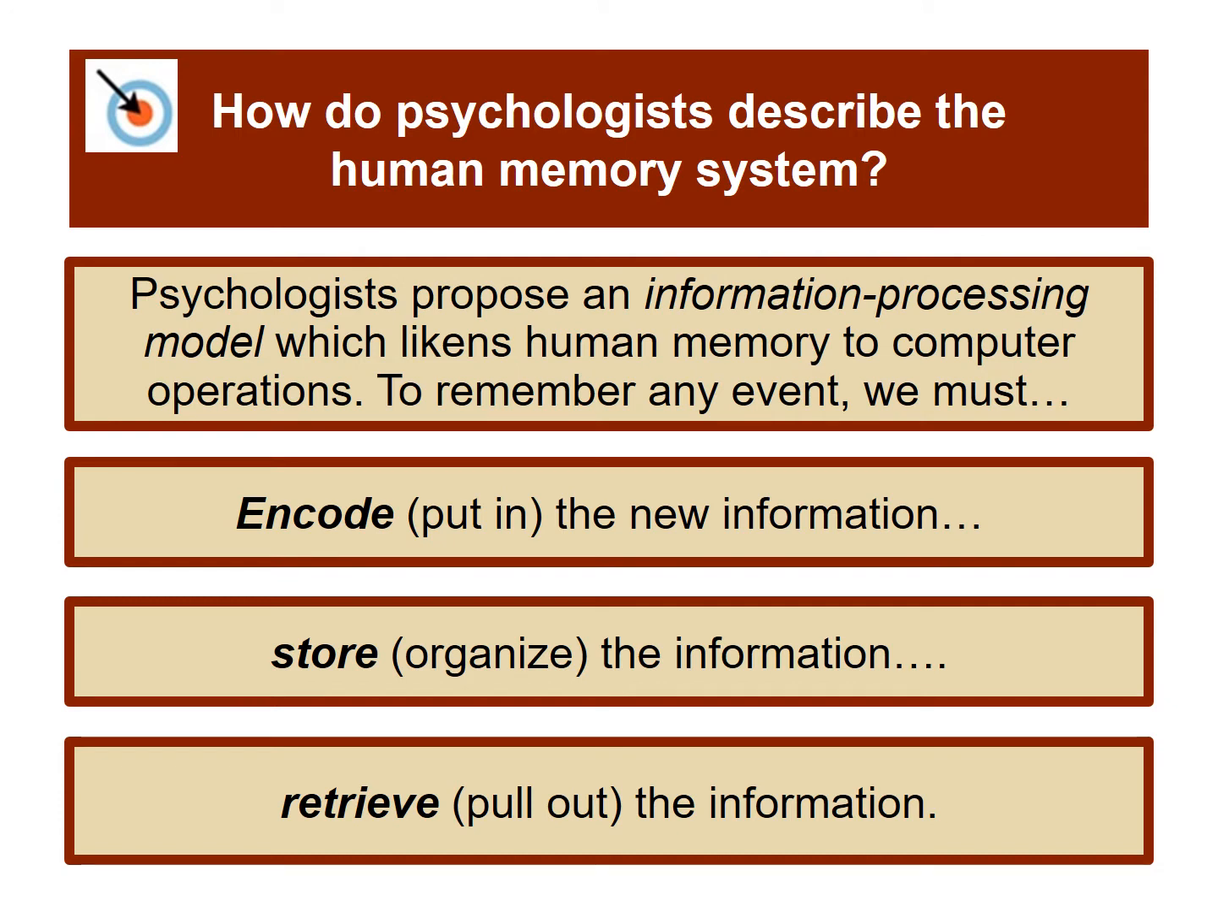How do psychologists describe the human memory system? Psychologists propose an information processing model which likens human memory to computer operations. To remember any event, we must do 3 things. We must encode it, which means put in new information. We must store it, which means organize the information that we just encoded, and then we must retrieve it, pull out the new information when we need it.